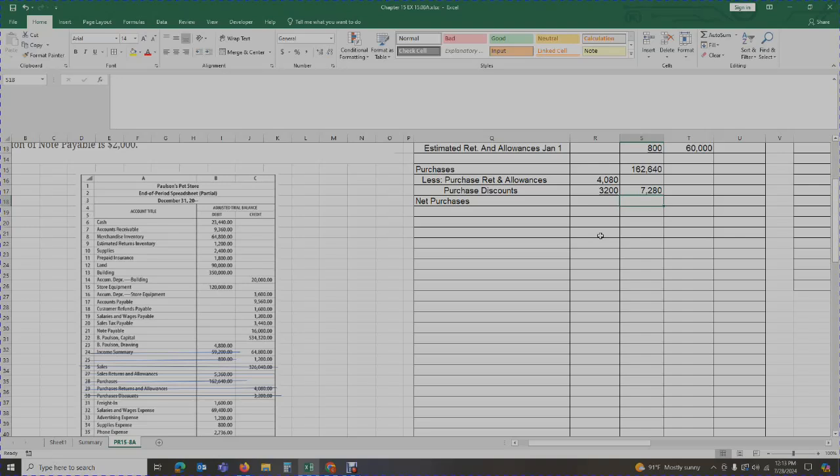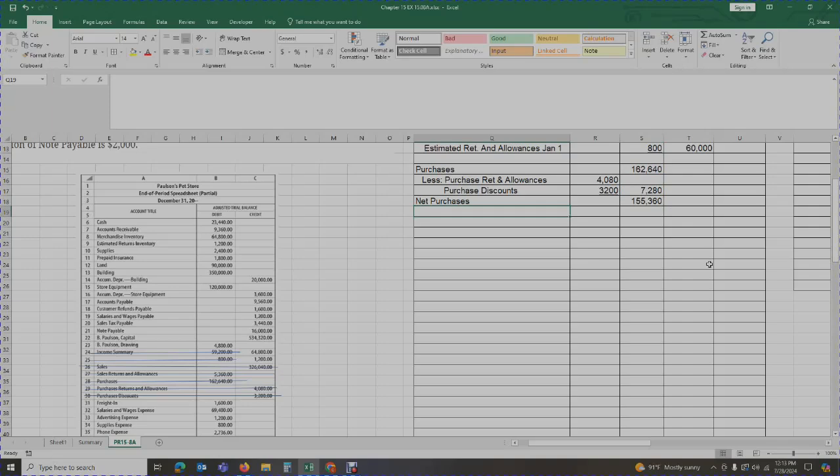For your net purchases, you're going to get your purchases of 162,640 less the total of your purchases, returns, and allowances and your purchase discount. So you're going to subtract that 7,280, and that will leave you net purchases of 155,360.